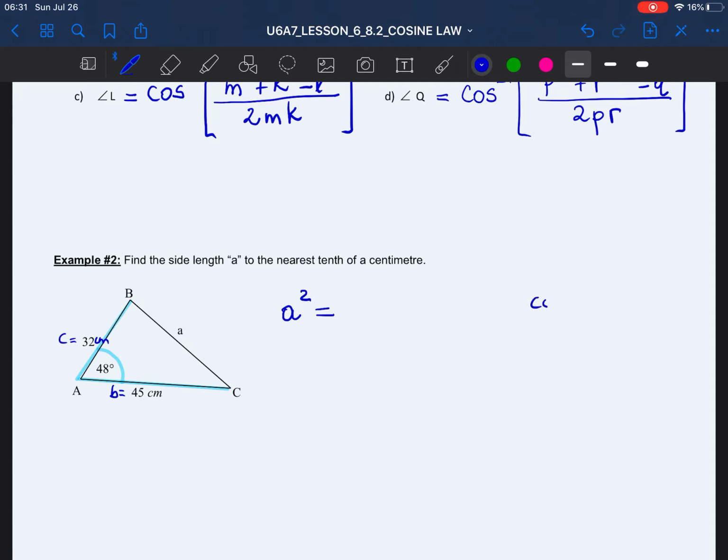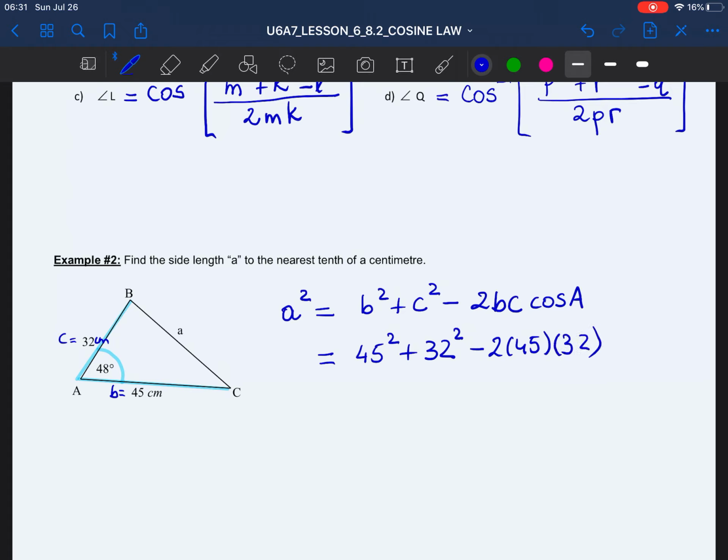So a squared equals, I know that I must end it with cos A at the end, and then I fill it in with the rest of the terms, which are b squared plus c squared minus twice bc. Substitute the information, and we have b 45, so 45 squared, c is 32, 32 squared minus 2 times 45 times 32 times the cosine of 48.